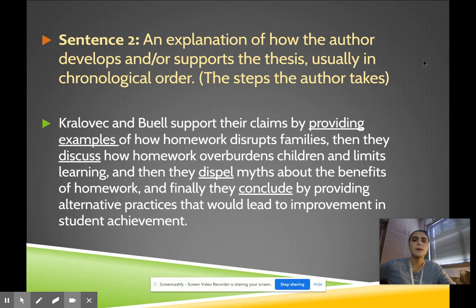Sentence 2 is how does the author prove the claim? So sentence 1 states the claim. Sentence 2 is a walkthrough of the steps the author takes to actually convince the reader of the claim.